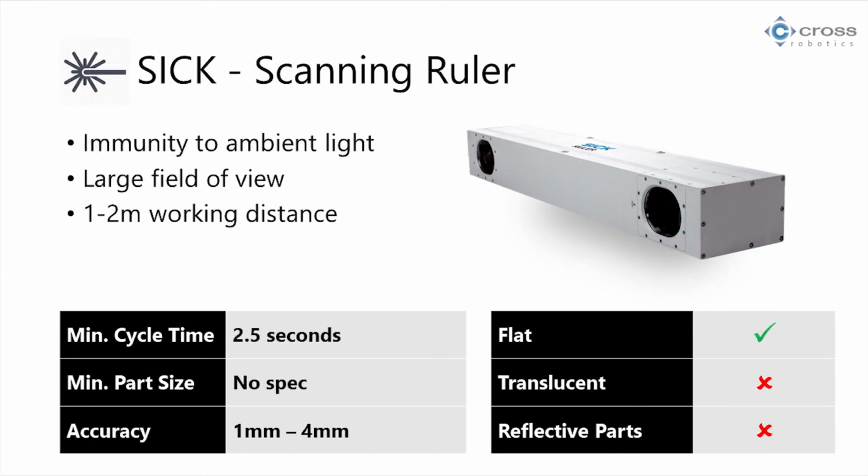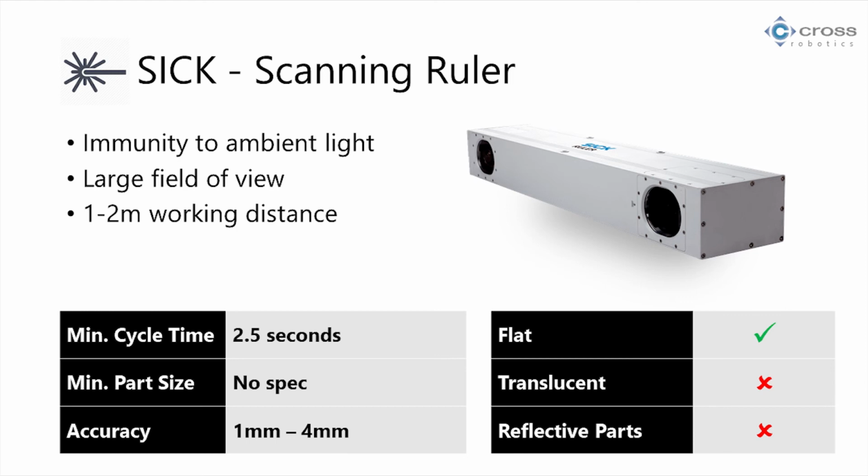The scanning ruler, so this is a laser-based system, the nice thing about laser systems is that they're immune to ambient light. So it doesn't matter if you put it under a skylight or what type of lighting you have or if your lighting changes, the laser doesn't care, it's just a distance measurement, right? You can typically have pretty large fields of view because you've got these little mechanisms moving that laser line around, so that gives you a larger field of view than a static camera, right? It's got a pretty decent working distance as well.